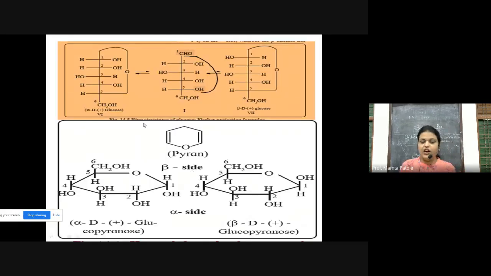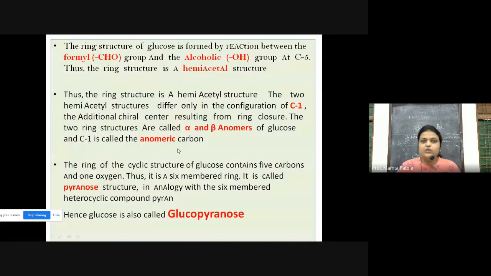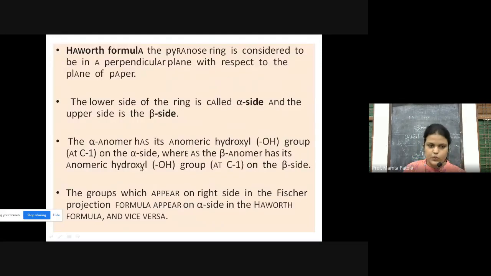See, this is the structure of pyran. We will be coming to this slide. This is the structure of pyran, and since it resembles this structure, we call it glucopyranose. So we have seen how from Fischer's formula we turn to a cyclic structure which resembles pyran, and hence that structure of glucose is also called glucopyranose.